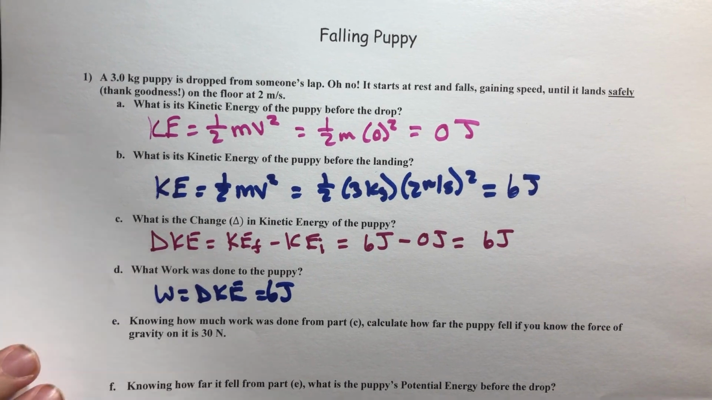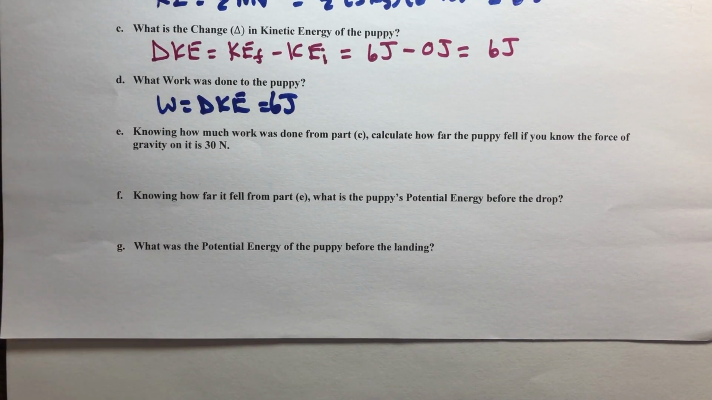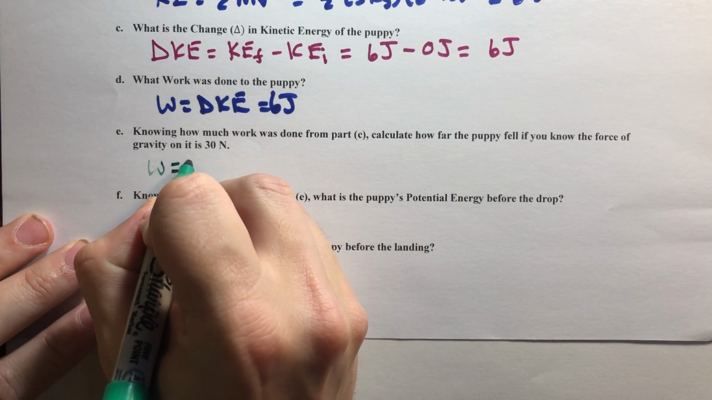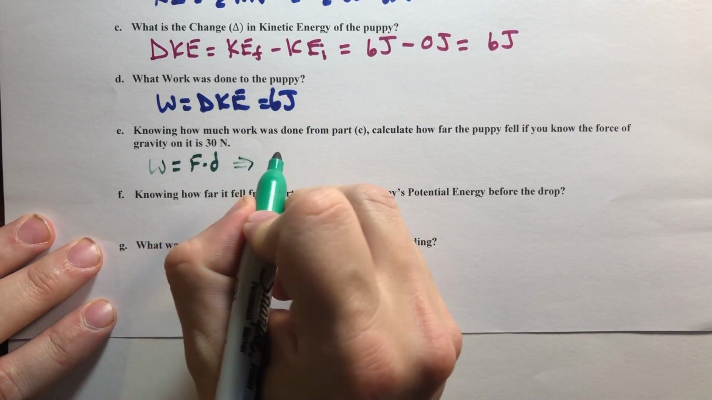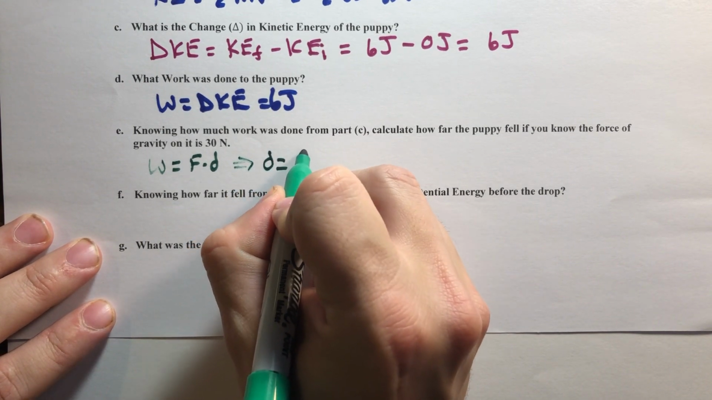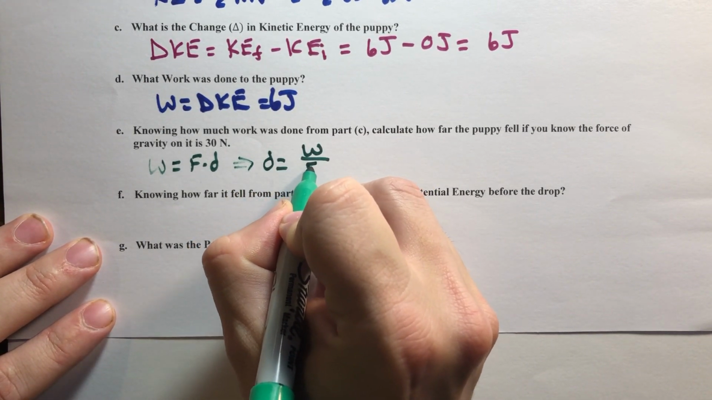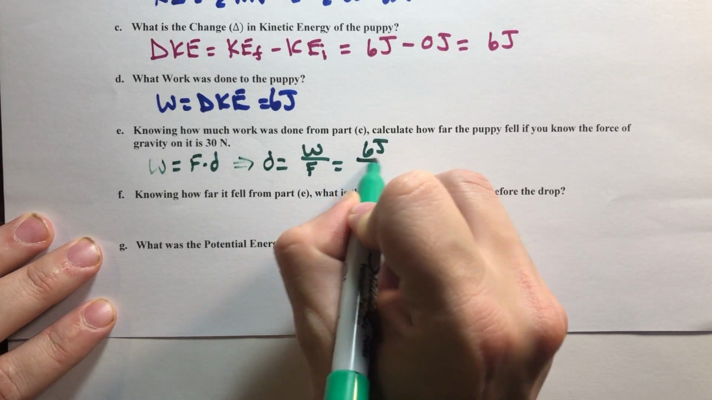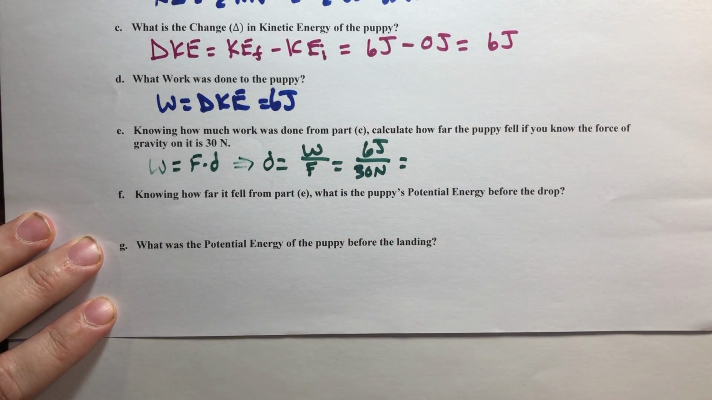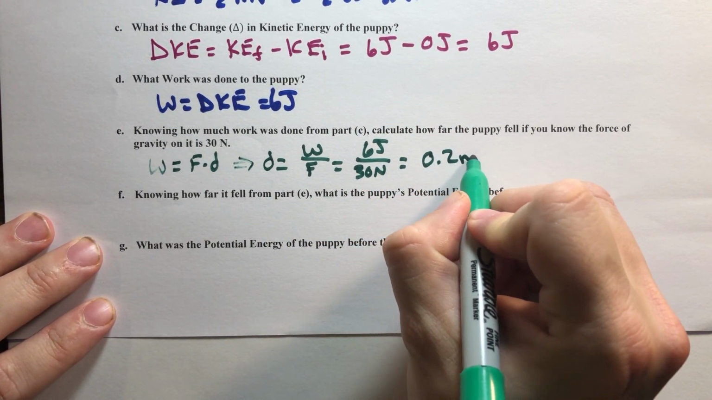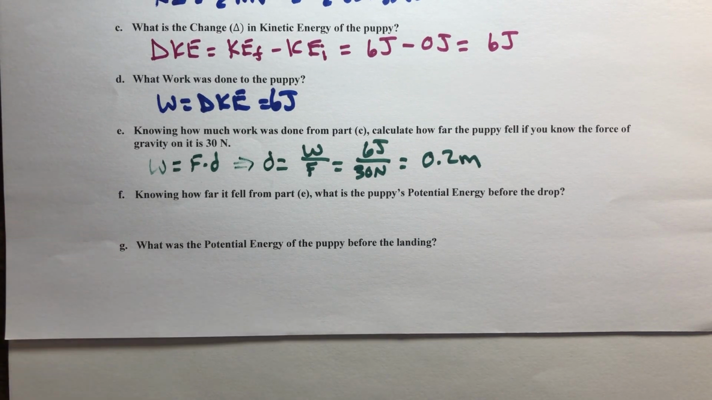So not even much there to do, not too bad. Okay. Now, I'm going to scoot this up a little bit. Knowing how much work it took, the 6 joules, it wants to know how far the puppy fell if you knew the force of gravity was 30 newtons. Well, we know that work is also defined as force times displacement, and we're looking in this case for displacement. So we do a little algebra, divide by force on both sides, you get displacement equals work over force, which equals 6 joules over a force of 30 newtons, which gives us 0.2 meters is how far it fell. So not that far. So thankfully the puppy's going to be okay.